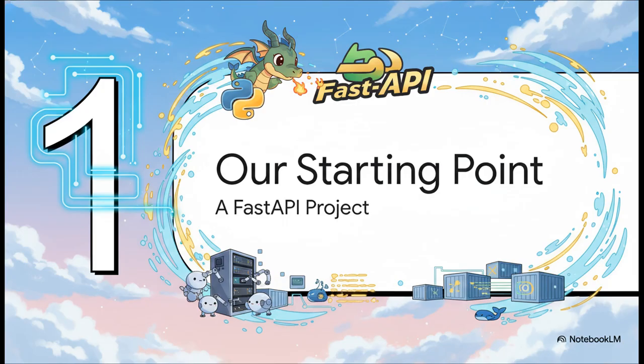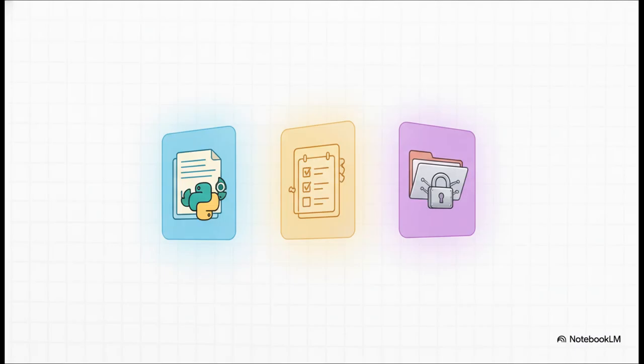Picture this. You've got a project you've been working on. It's a neat little Python application, maybe a simple FastAPI project, and it's working. You're feeling good about it. You have your application logic, your baby, right there in main.py. And you've done the right thing. You've managed your dependencies with a pyproject.toml file, and you've even locked in the exact versions with the uv.lock file. You're following all the best practices.